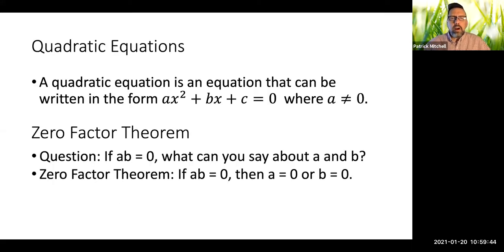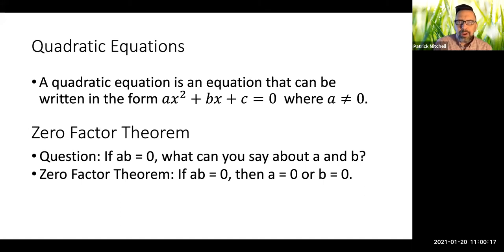When we talk about a quadratic equation, we're talking about an equation that can be written in the form ax squared plus bx plus c equals 0, where a does not equal 0. Another name for a quadratic equation is a degree 2 polynomial equation. The largest exponent in this expression is 2, so that makes it degree 2. Quadratic is just another word for degree 2.